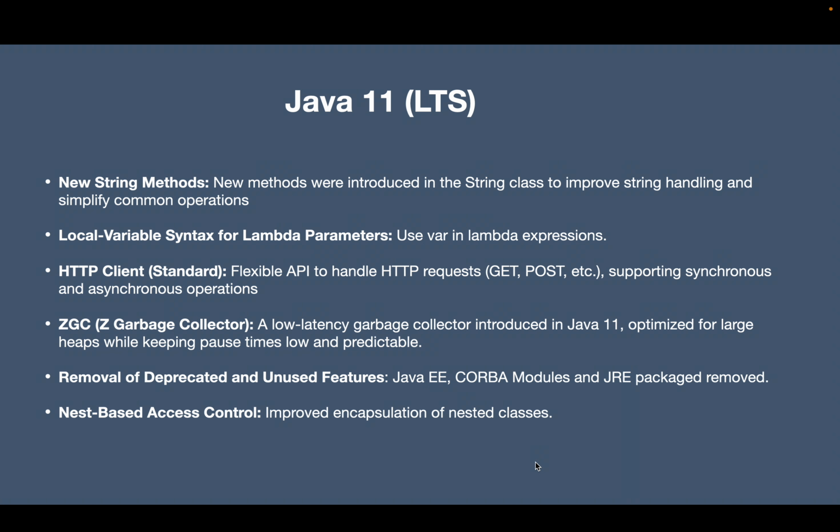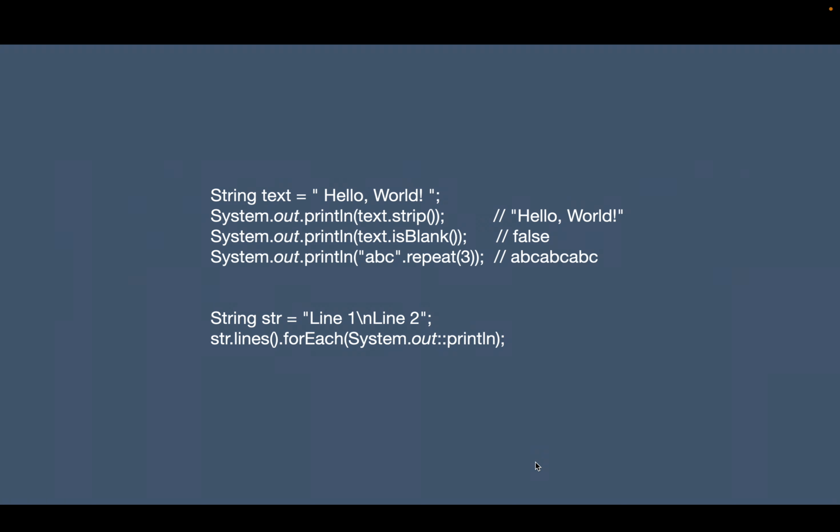So today I have listed down these features which got introduced in Java 11. We will go through each of them one by one. First is string methods. There were a few string methods which got introduced to handle string operations. So let's look at this with one example.